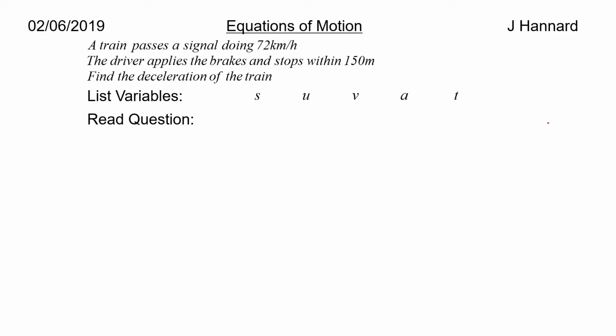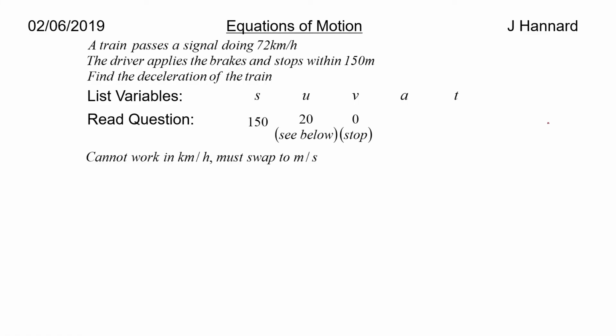Read the question. So we've got a train passes a signal doing 72 kilometers an hour. So I think that's going to be our initial speed, because that's the start of the story. For some reason I put 150 in first, but that's another thing from the question. Now then, I've put 20 in for the initial velocity, but it said 72 in the question. Well, we'll come to that in a second. It comes to a stop within 150 meters, so its final velocity this time, the end of the story, it's come to a stop, it's come to 0. And t is, we don't know yet.